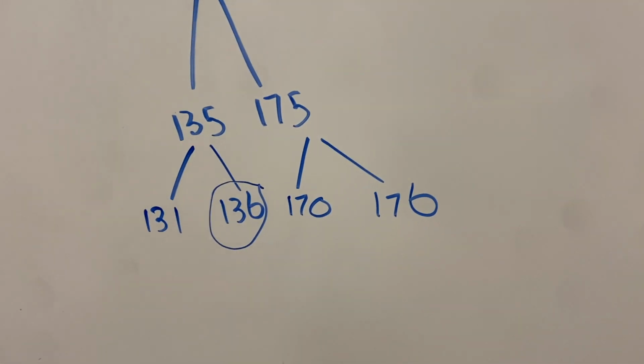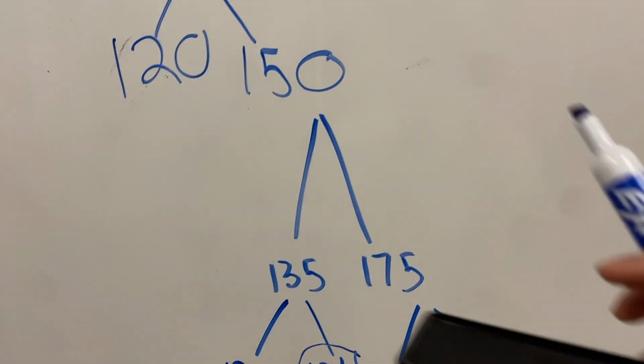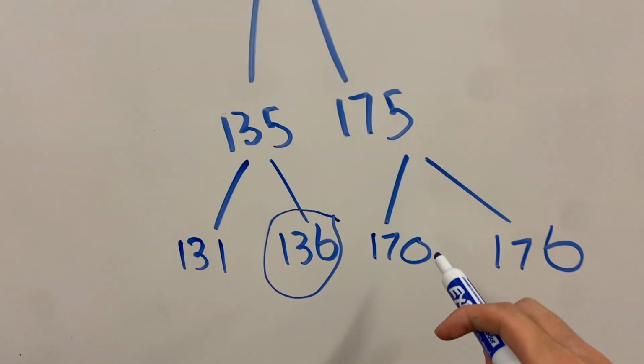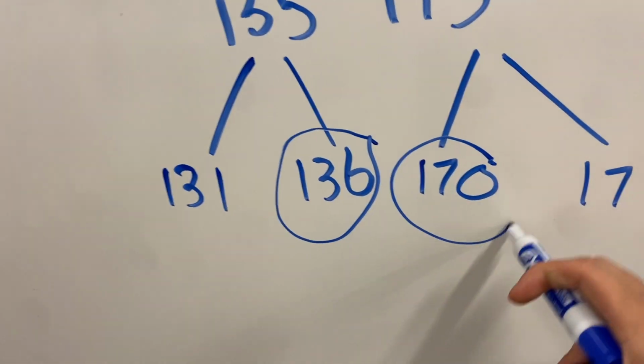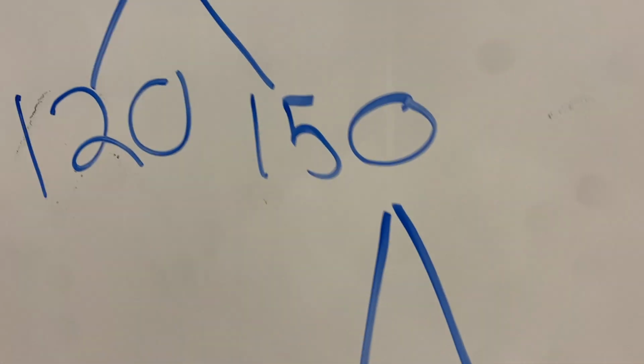Or our second option is to use the successor. For the successor, we go to the right subbranch, but we want to find the leftmost element, which in this case would be 170. So we could use either one of these values to replace 150 up here.